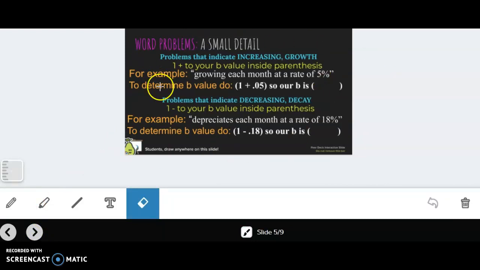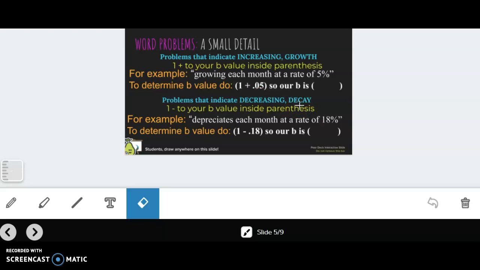So with word problems, okay, we briefly went over in our notes some words that indicated what an exponential function word problem might look like, right? But we didn't really talk about how to write an exponential function from a word problem, okay? So this is just a small detail, but it's probably the most important, okay? So once you know whether your problem is increasing or growing, right? And then decreasing or decaying, there are some steps that you got to do to figure out your B value.